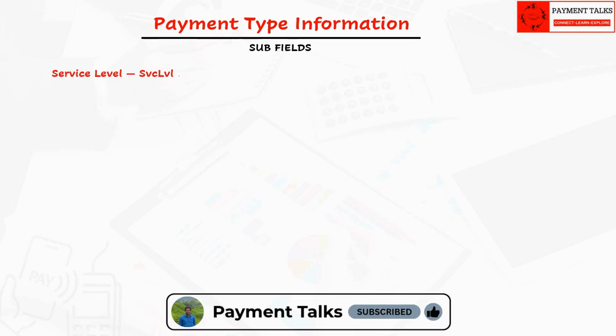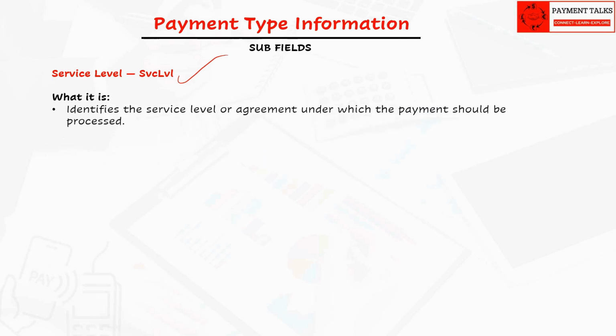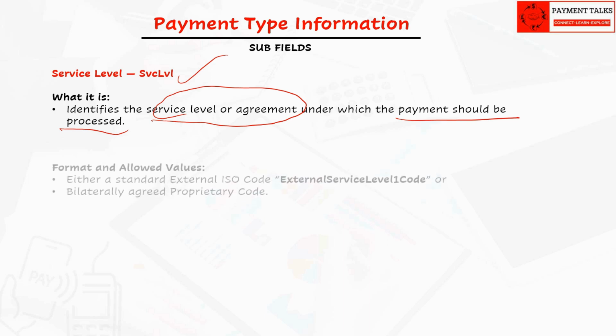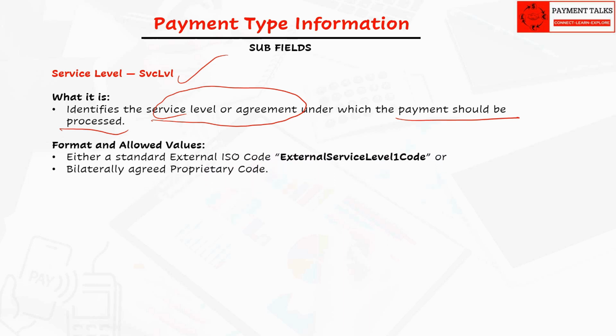What is it? This field identifies the service level or agreement under which the payment should be processed. It tells the bank which payment scheme or processing rules apply. Format is either a standard external ISO code or a bilaterally agreed proprietary code will be used.